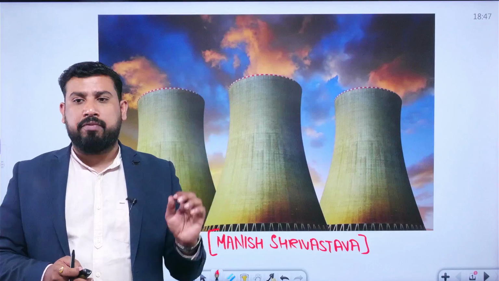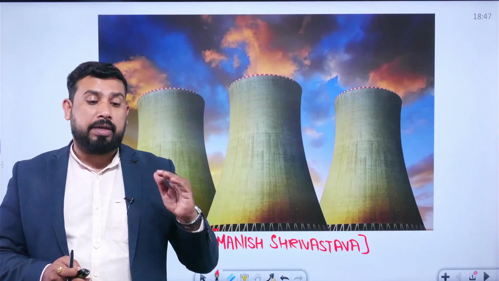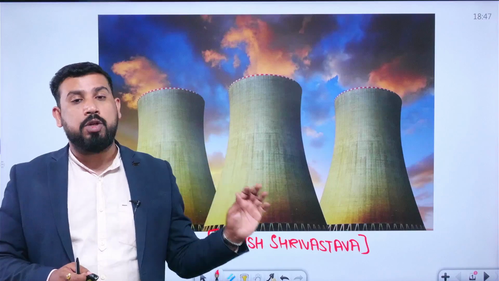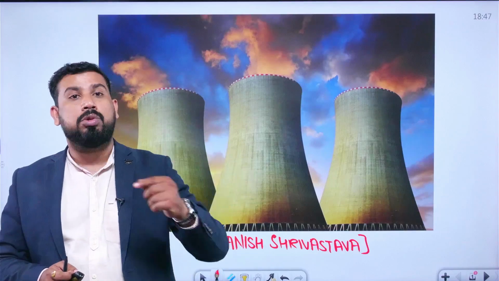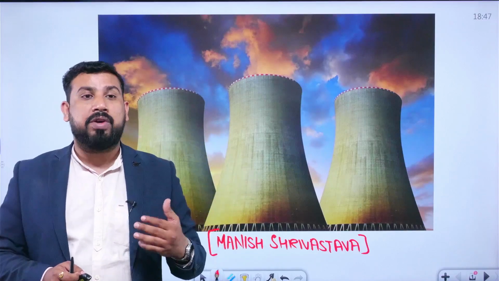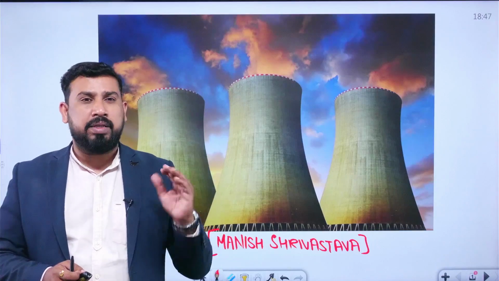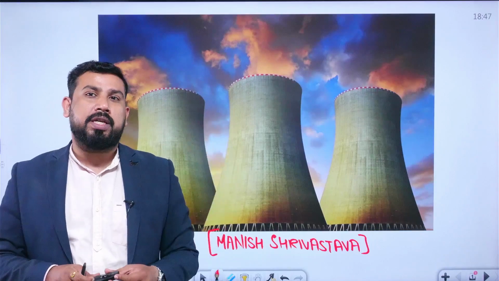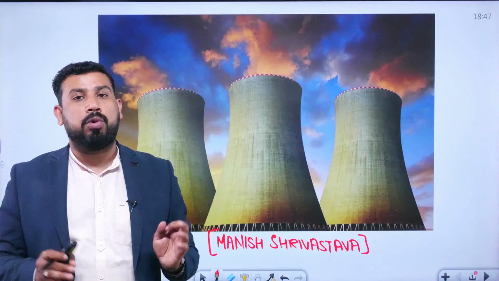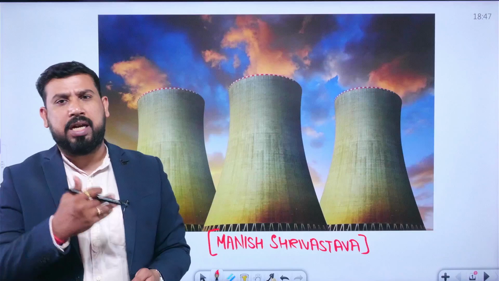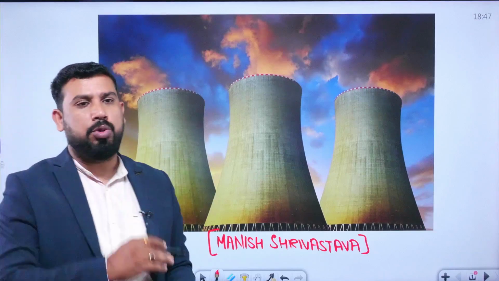Right now, all over the world, 10% of electricity is generated by nuclear energy, and India is also following that path. That's why we want to build more and more nuclear reactors. In the future, it is considered that around 20% of global electricity must be produced from nuclear energy. So let's start with this topic, that is nuclear energy.